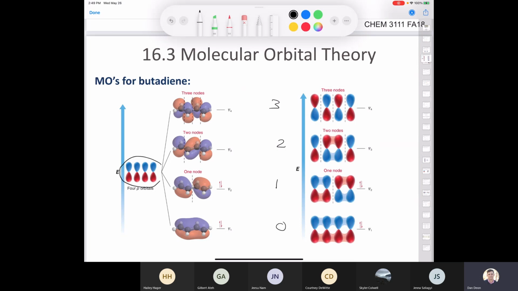Remember that each one of these p orbitals brings in 1 electron, and we can hold a total of 2 electrons in every molecular orbital. So I have the molecular orbitals, they're called psi1, psi2, psi3, psi4, which is neither here nor there, really. But the idea is that all 4 of those electrons, since I can put 2 in the first one, the lowest energy molecular orbital, and 2 in the second lowest energy molecular orbital, are in these 2 molecular orbitals.